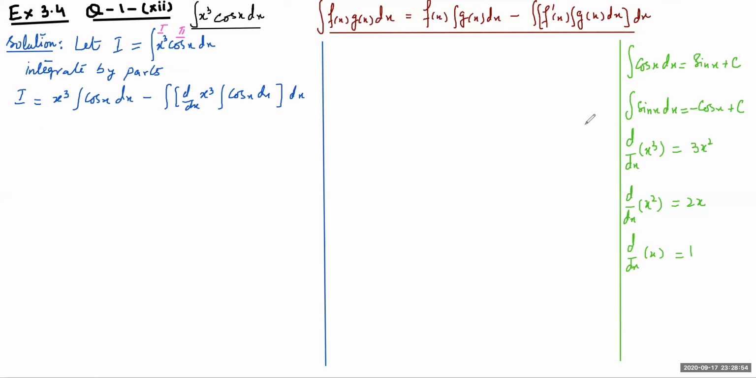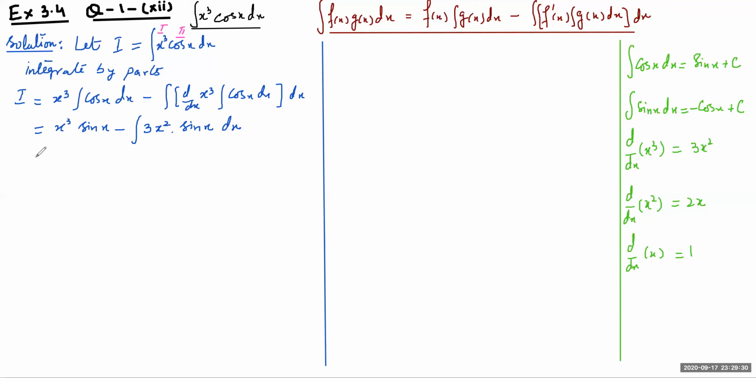Now you may write these results with the help of this revision, or you may write them if you have learned them. So x cube times integral of cos x dx becomes sin x, minus integral, derivative of x cube becomes 3x square, and integral of cos x dx is again sin x, and then dx. And you know that we are not going to use constants of integration, because we use the constant of integration only when we perform the last integral.